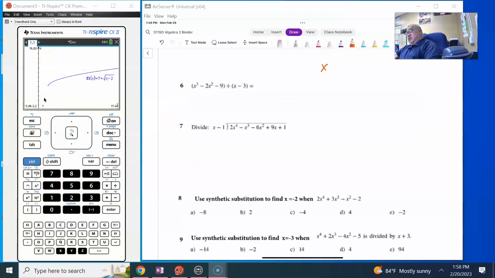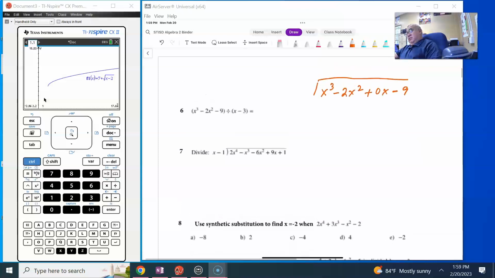Number 6, we're going to divide. So we have x to the third power minus 2x squared plus 0x minus 9 divided by x minus 3. X times what gives you x cubed? Of course, we know it's x squared. X squared times x gives you x cubed. X squared times negative 3 gives you negative 3x squared.